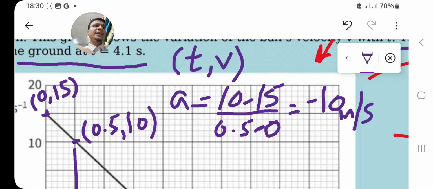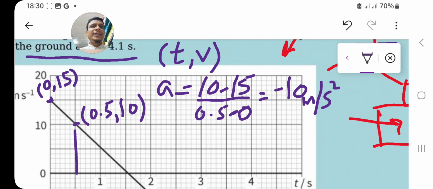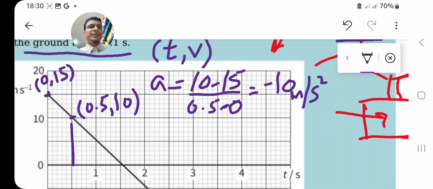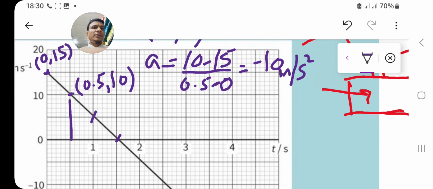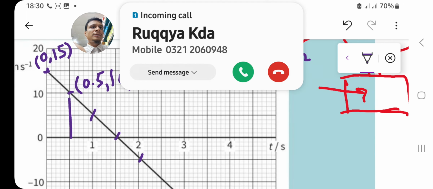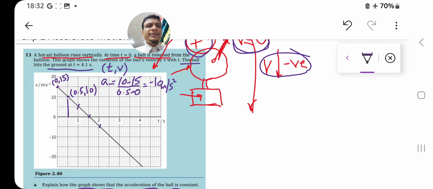Whenever you take any 2 points on this line, either this point and this point, or another, you take the change of velocity as numerator and the change of time as denominator, and you will get minus 10 or near to minus 10. So the gradient, or the acceleration of the ball from this graph, is constant. This is how the first part will be.